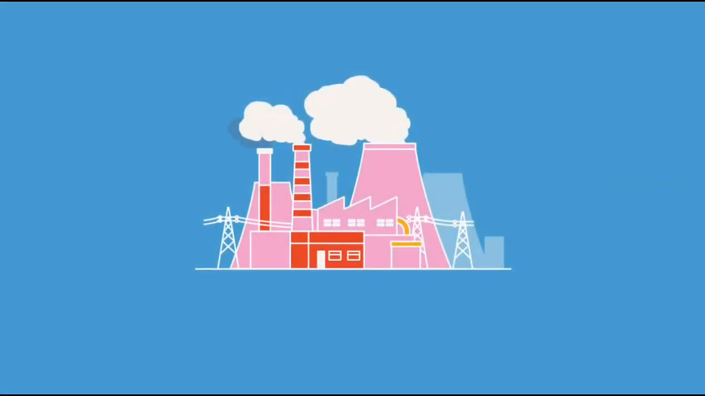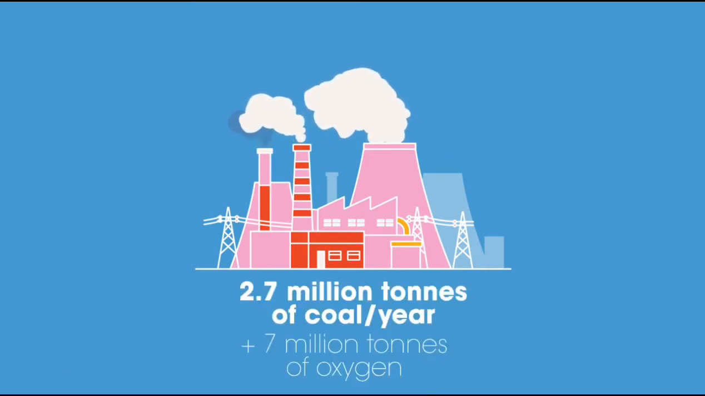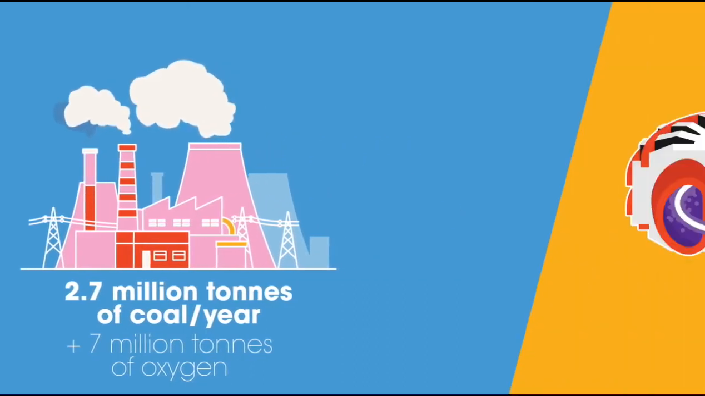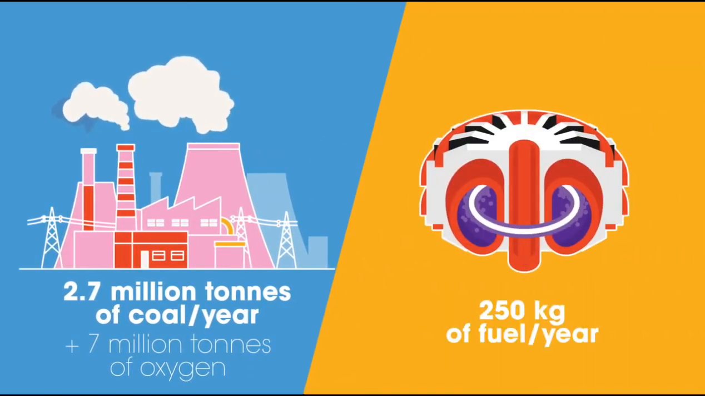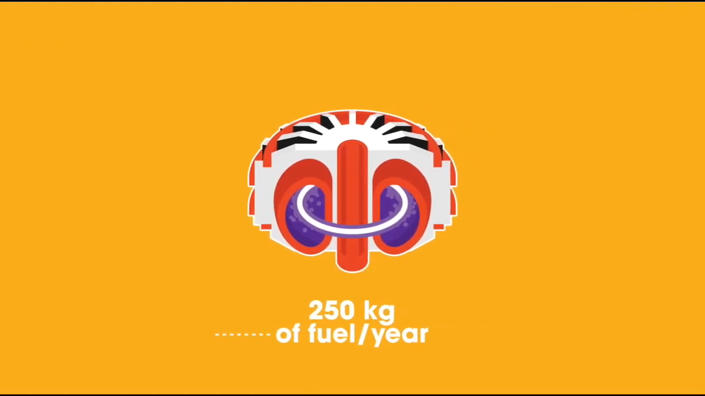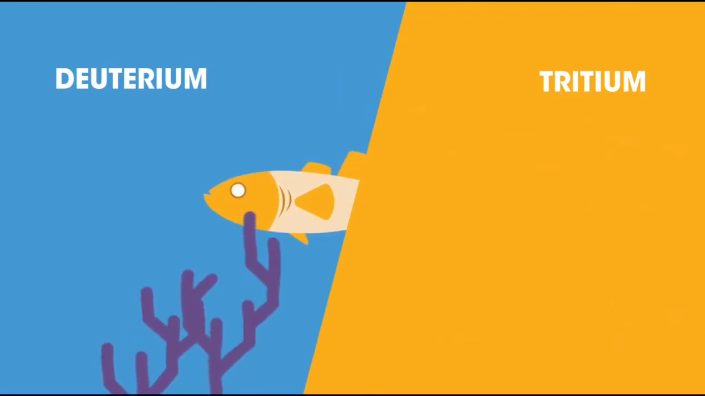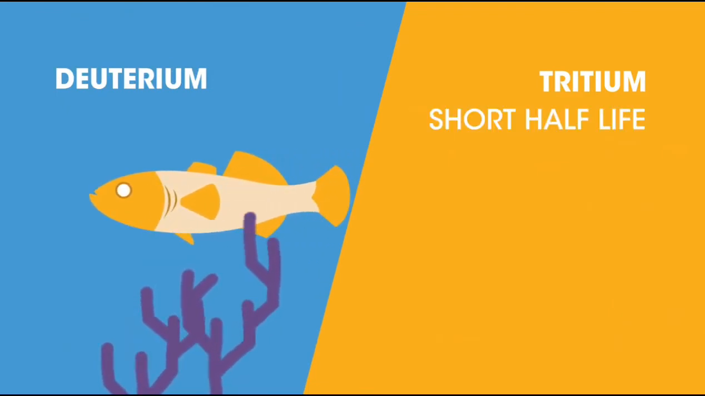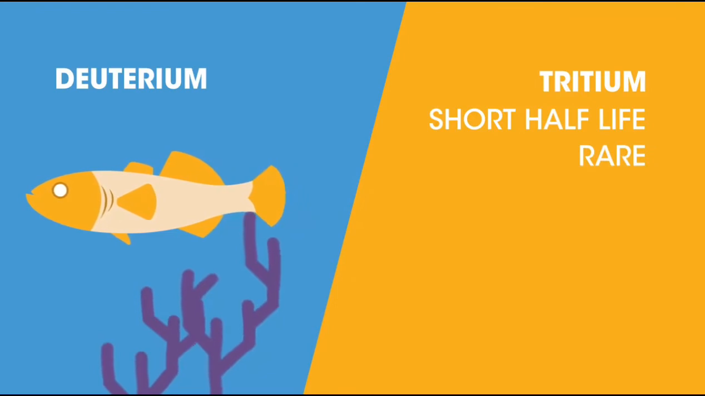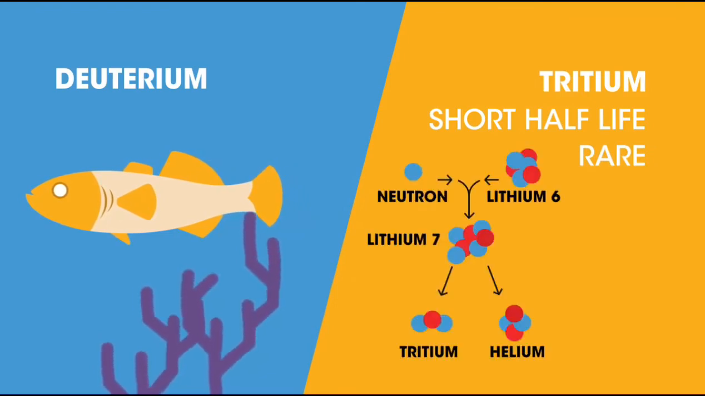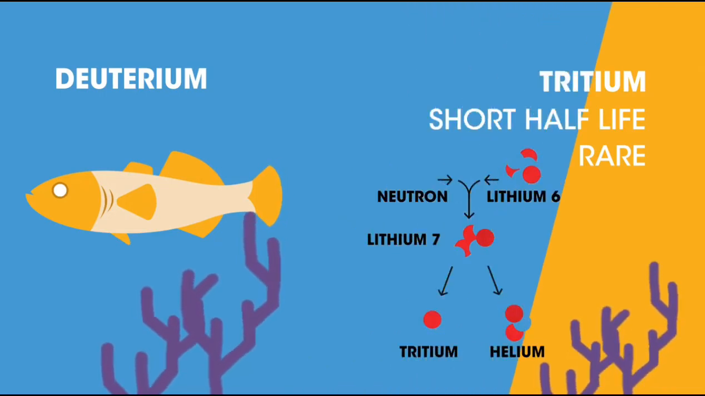Consider this: a 1,000 megawatt coal-fired power plant requires 2.7 million tons of coal per year, whereas ITER would only require 250 kilos of fuel per year, half of it deuterium and half tritium. While deuterium can be sourced from seawater, tritium, due to its short half-life and rarity, must be made via neutron bombardment of lithium, an element which seawater also contains in large amounts.